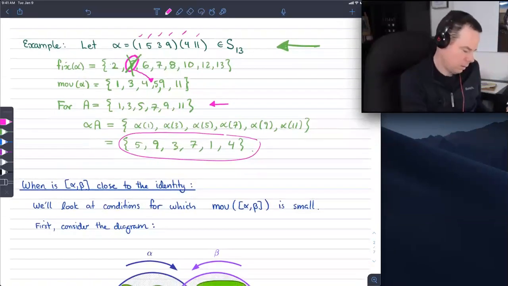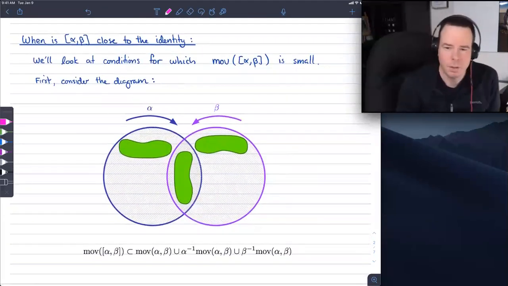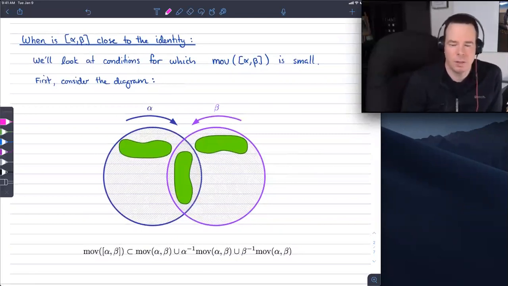Okay, so now we're going to get to the heart of the matter. When is a commutator of alpha and beta close to the identity? And by close to the identity, I just mean it only moves a small number of things. It means the move set of it is very small. When is the commutator of alpha and beta small? When is that permutation close to the identity? Whenever it is, that's a good move sequence because it only moves a few pieces.